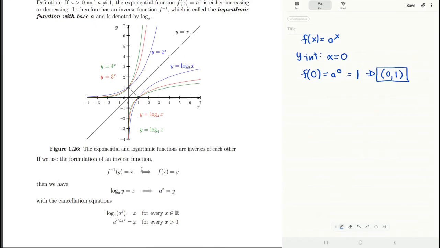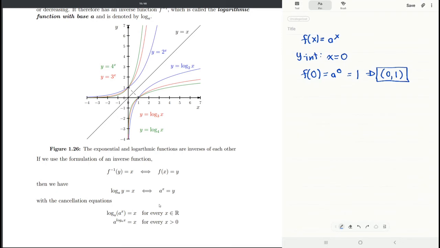So if we were to use the formulation of the inverse functions, then we have the following equations. So log base a of y equals x is the same as a to the x equals y. And we have the cancellation equations. Log base a of a to the power of x is equal to x, where x is any real number. And a to the power of log base a of x will be equal to x for any x that is a positive number.